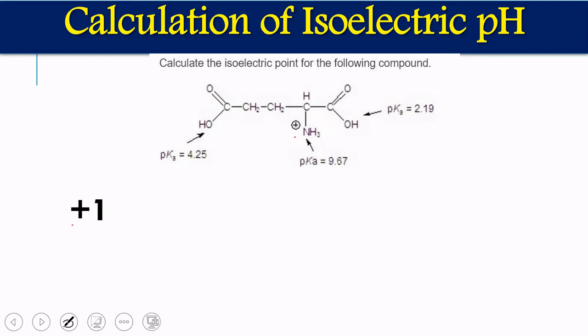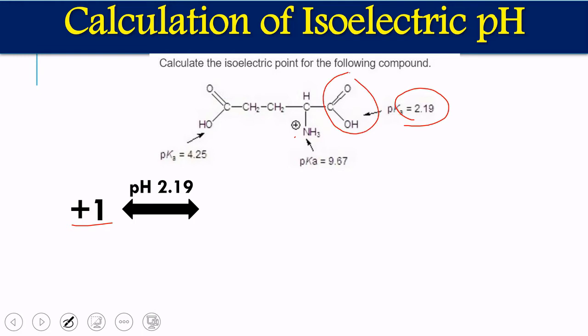This is having one positive charge, that is the lowest pH. If you slowly increase the pH, as soon as you reach a pH of 2.19, what will happen? That is the dissociation constant for this COOH group. So this COOH group will start losing H plus from there. If H plus is lost, it will be COO minus.